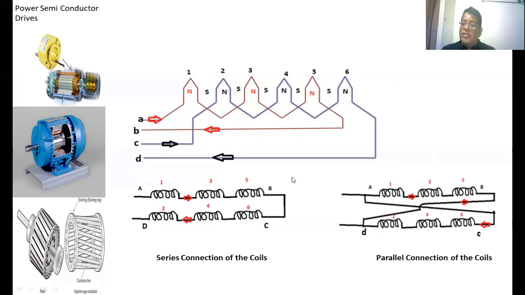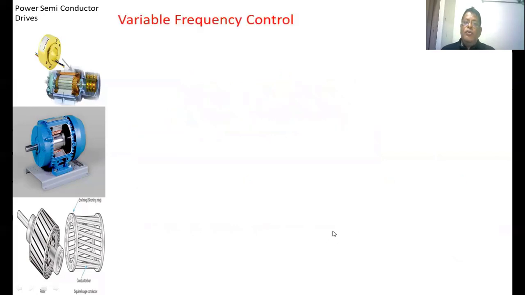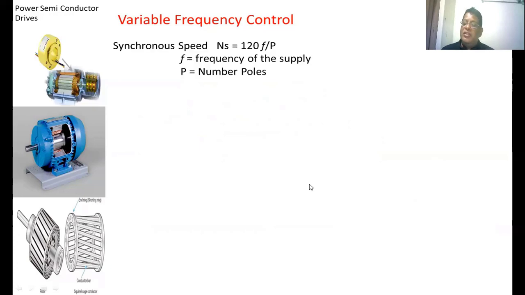But in this case, we change the direction of the current through the group coils only. We increase the number of poles in a stator winding. But it is complex. We have one circuitry to change the direction of current through the coil, but it is cheap when compared to the previous method. Now we are going to see the variable frequency control. In this method, we apply a variable frequency voltage to the induction motor so that the synchronous speed of the motor will change.